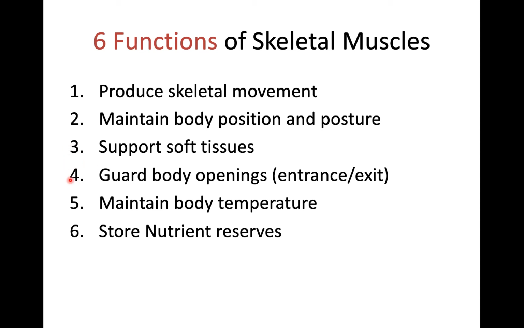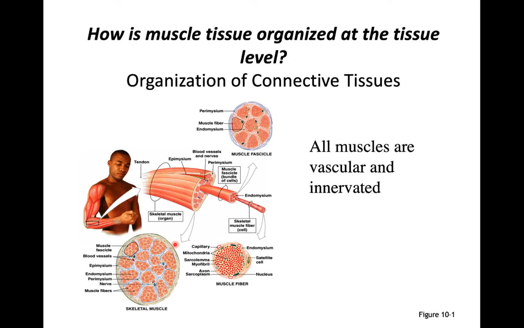Number 4, guarding the body's openings, like the mouth, the vagina, and the anus. Those are all made up of voluntary skeletal muscles. Number 5, maintaining body temperature, which is done by working the muscles, creating friction to release heat out of the body. Number 6, an interesting fact that not many people know is that skeletal muscle is a huge nutrient reserve. But what nutrients do we reserve in there? Well, we reserve calcium as well as a ton of glucose.